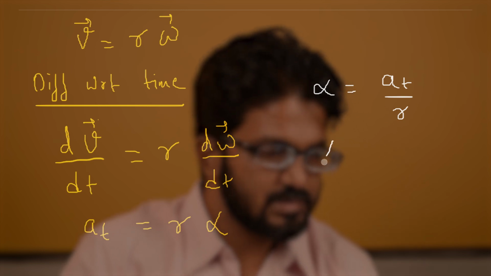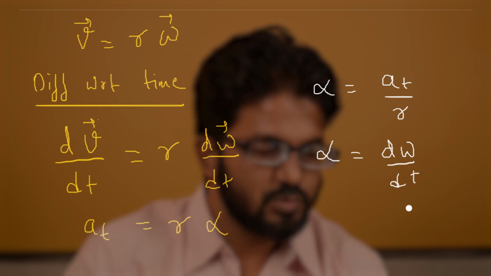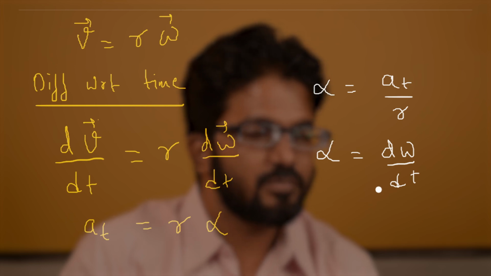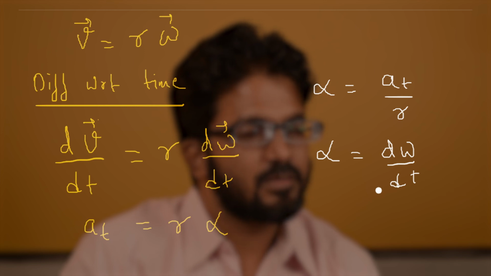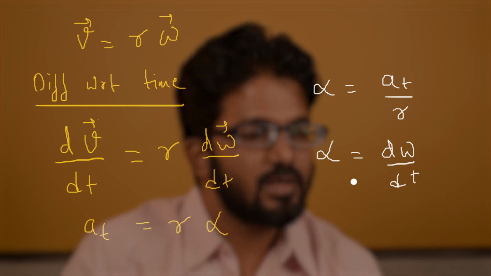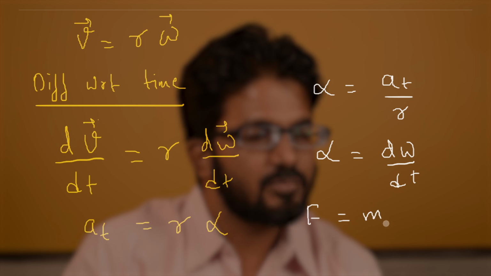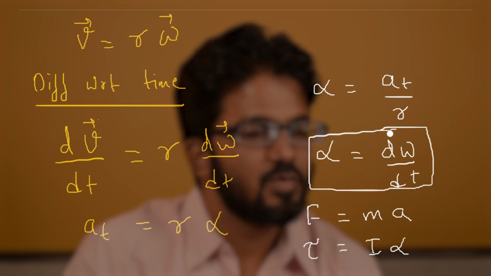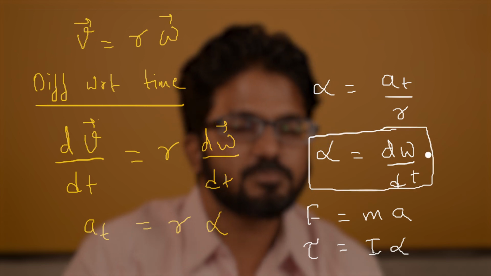Alpha can also be written as d omega by dt. So when we write the equation of torque, we have to understand how the linear part of the force is related to the angular variable. We can write F is equal to ma for the linear part. However, for torque we have I times alpha. This alpha is nothing but the angular acceleration, which depends on the rate of change of angular velocity with respect to time, and with the linear part it is related with the a tangential by r.